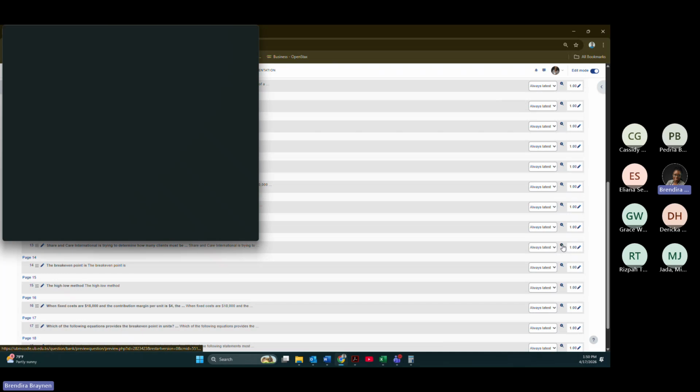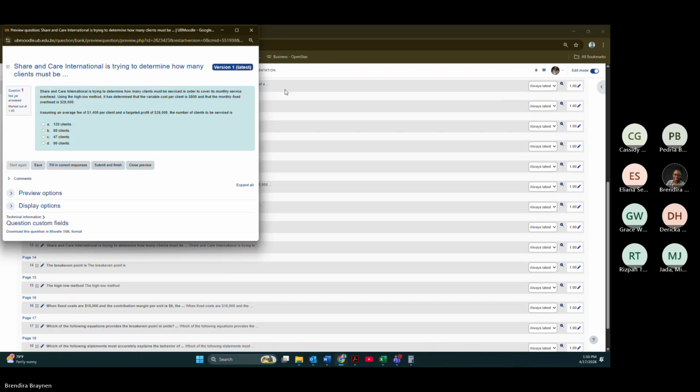13 says Share and Care International is trying to determine how many clients must be served in order to cover its monthly service overhead. Using the high-low method, it has determined that the variable cost per unit is 800 and the monthly fixed overhead is $28,000. Assume an average fee of $1,400 per client and a targeted profit of $26,000. The number of clients to be serviced is.